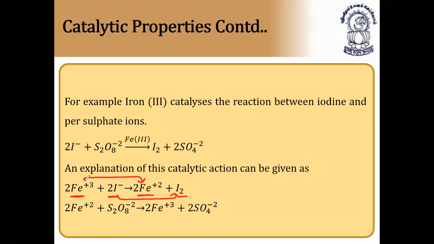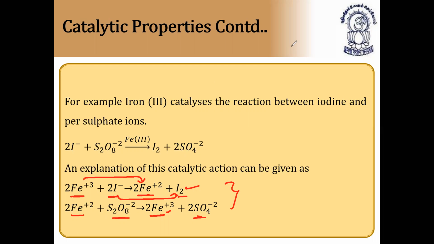So Fe3+ oxidizes iodide ion to iodine, and 2Fe2+ combines with S2O8 2- and becomes again 2Fe3+, because the catalyst will not be used up in the reaction. Only, again it should form. So that's why again Fe3+ is formed, and SO4 2-. So based on Fe3+, we have the products, that is iodine as well as sulfate ion. As Fe3+ is helping to convert iodide to iodine, that's why it is used as a catalyst.